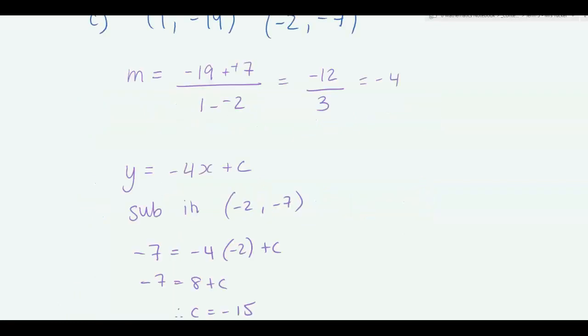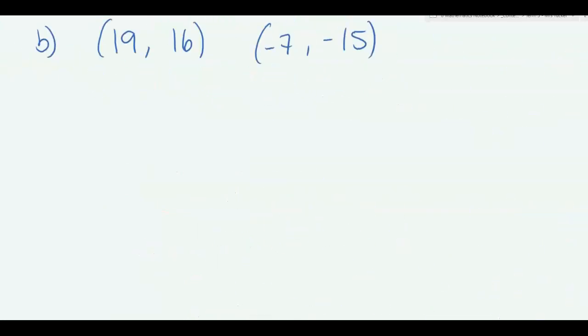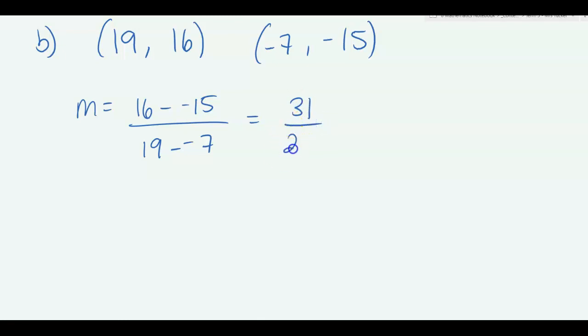Okay, I need your calculators at the ready. Let's go through this one really quickly. Step 1, you find m. m equals y2, I'm going to make y2 16, minus y1, I'm going to make that 15. 19 minus negative 7. So your gradient is 31 over 26. Who got 31 over 26? A plus.